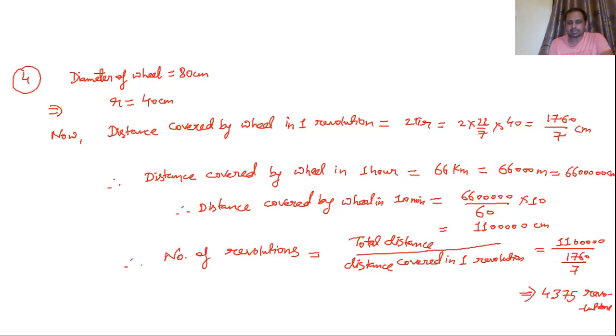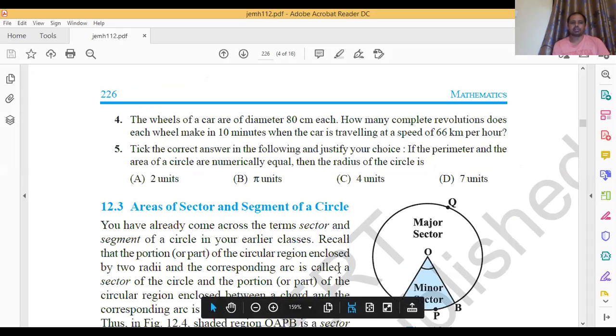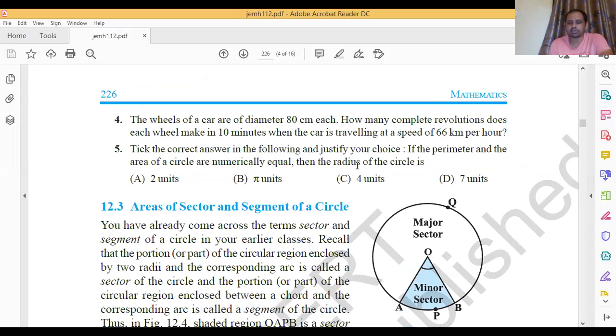Many a time it is asking in the examination for 2 marks or 3 marks. Okay, now moving to the last question. Very simple. Tick the correct answer in the following and justify your choice. If the perimeter and the area of a circle are numerically equal, then radius of the circle is what? We can solve it. Here it is given that the perimeter and area are equal.